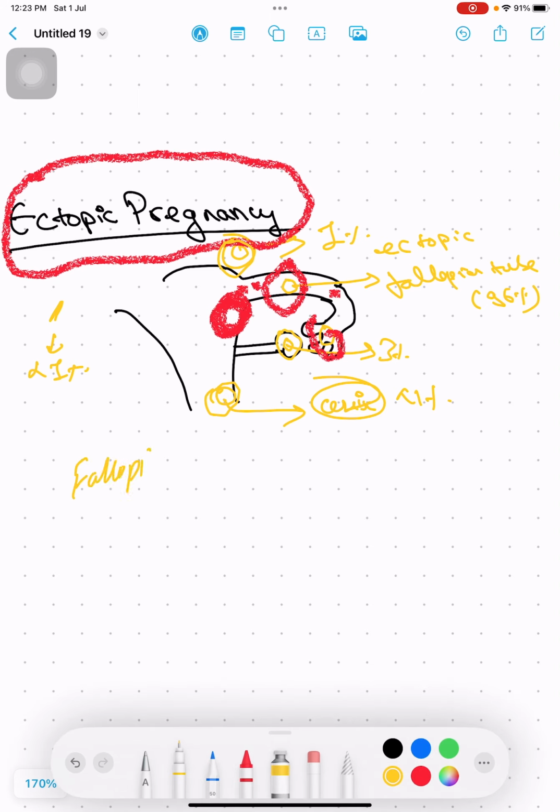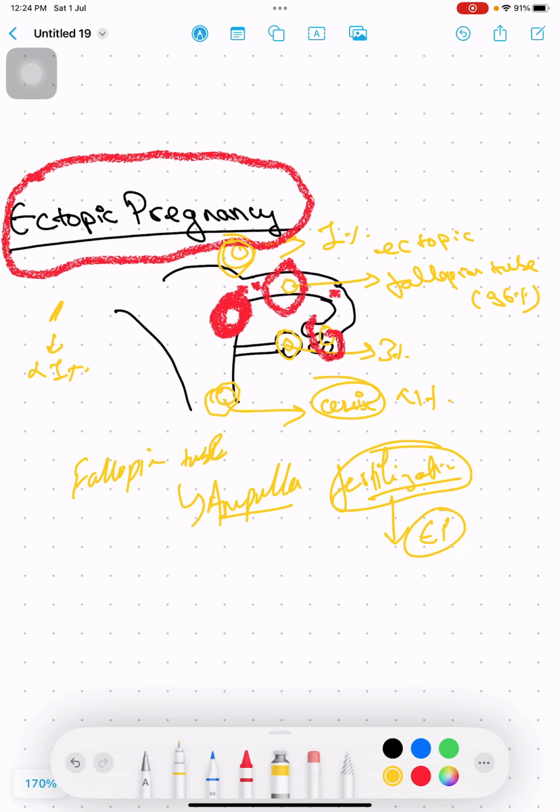In the fallopian tube, the most common site for implantation is actually the ampulla, because the ampulla is where there is stasis of the ova for the sake of fertilization. As soon as the fertilization occurs in that particular area, there's an implantation that is termed as an ectopic pregnancy.